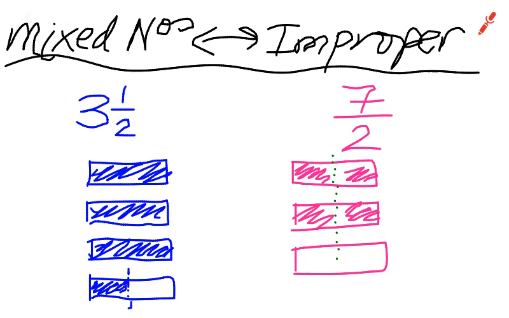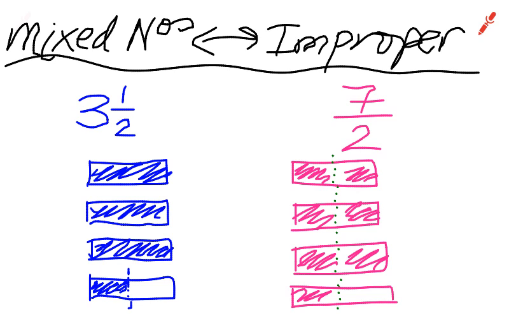So let's halve this whole as well. Now 5, 6, and I still need another half to say 7 halves. So here we are. 7 halves, 7 pink halves, and here on the left hand side 3 blue wholes and a half.